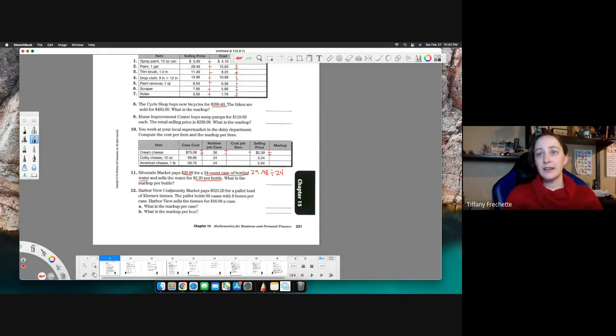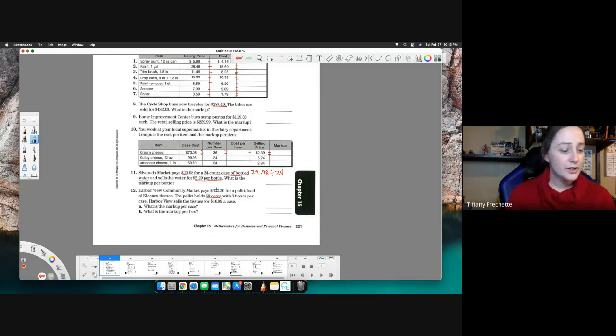Down here, same idea. Harborview Community Market pays $523.20 for a pallet load of Kleenex tissues. So most people are not going to buy the whole pallet. We need to break this down so that it's not a full pallet. So the pallet holds 60 cases, and there are 8 boxes per case. People very well might buy a case of them, especially shopping in a place like Costco. I know I've done that before, where I buy a bigger case of them and they just go in the closet instead of just buying an individual box.